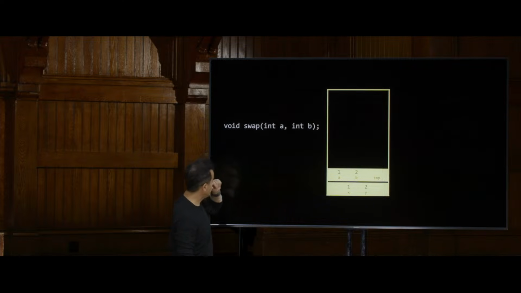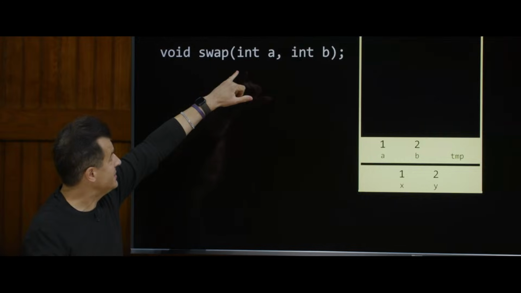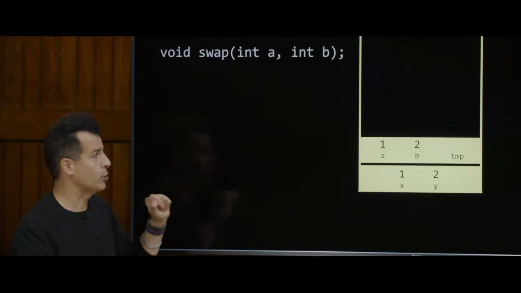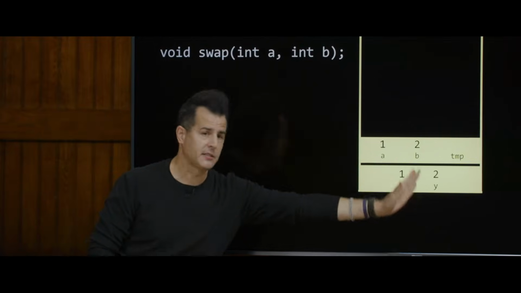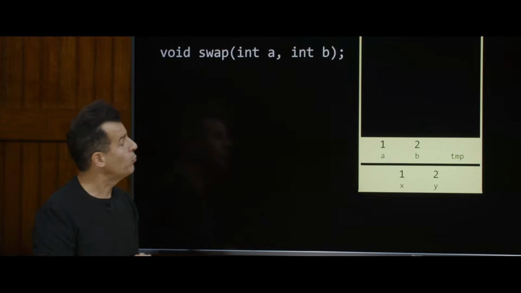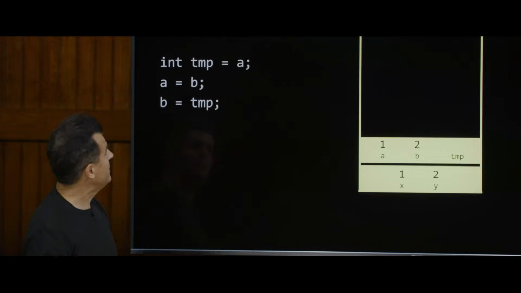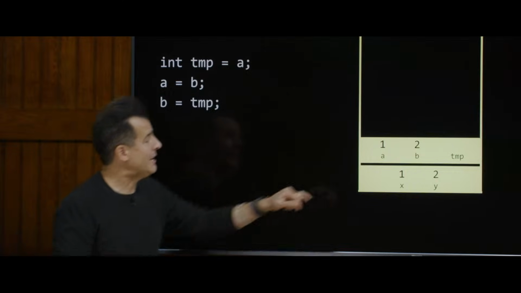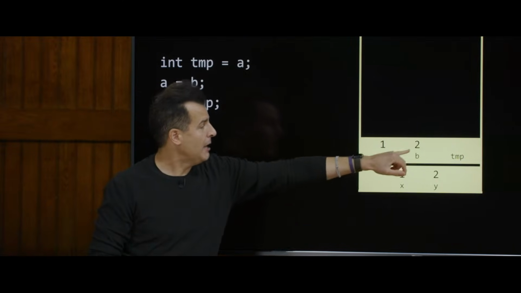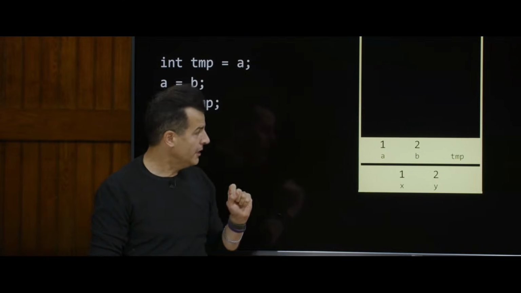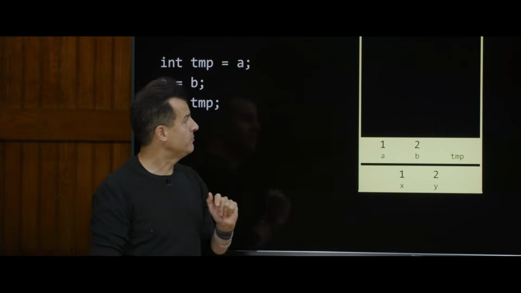So this prototype for swap just makes clear that it takes two arguments, a and b, both of which are integers in that same order. So x comma y lines up with a comma b. So what happens then inside of the swap function if a is a copy of x and b is a copy of y? Well, at the moment, it's equal to 1 and 2 respectively.